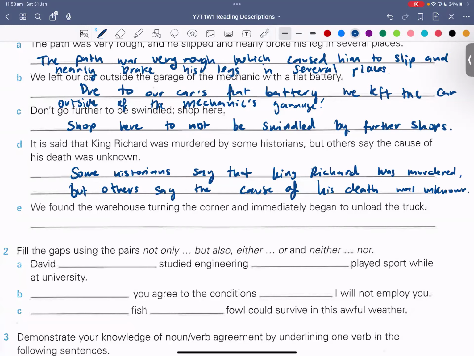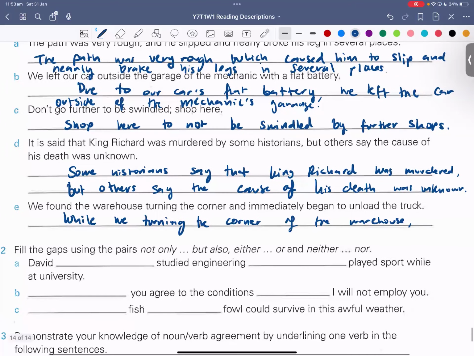We found the warehouse turning the corner and immediately began to unload the truck. So this sentence makes it seem like the warehouse was turning the corner. But it's actually that we were driving past the corner and we saw the warehouse. That's what it means. So while we were turning the corner, we just have to change it there. Of the warehouse. We immediately began to unload the truck.